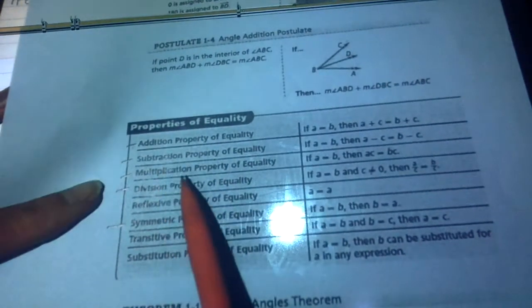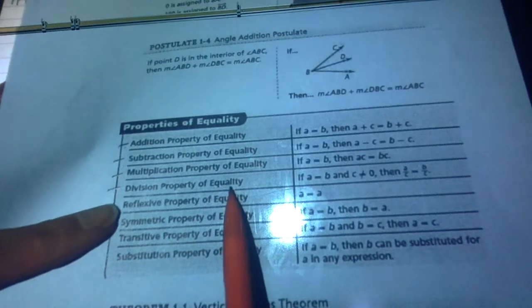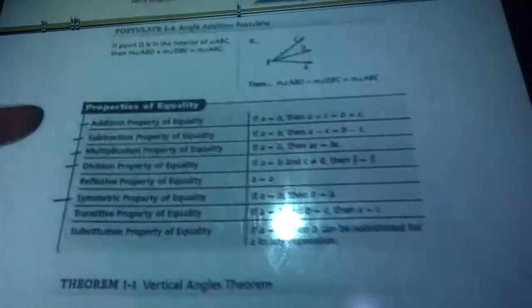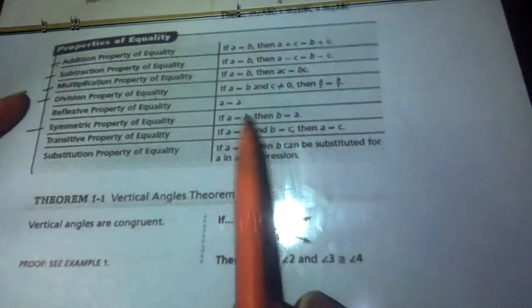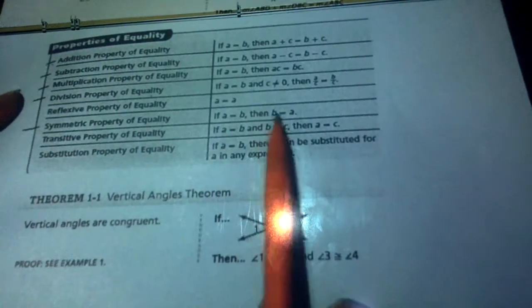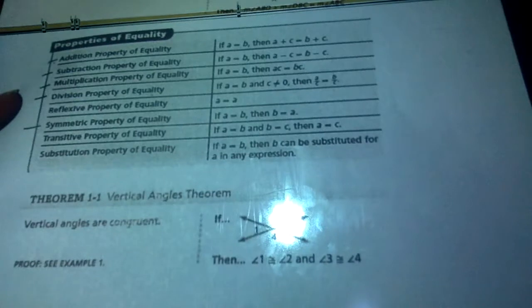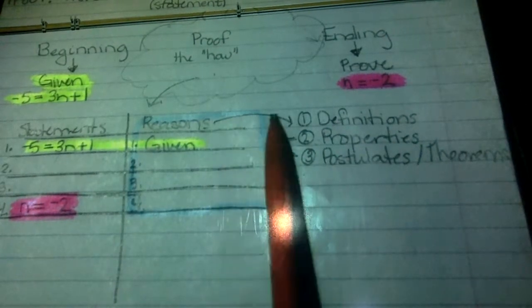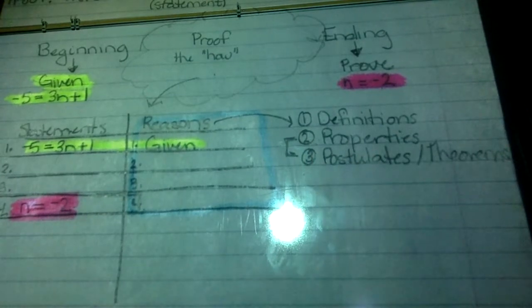Addition property of equality, subtraction property of equality, multiplication property of equality, and division property of equality are just add, subtract, multiply, and divide. So those are really simple. The one that's not as simple is the symmetric property, but it's not that complicated either. If A equals B, then B equals A. Kind of like it's conditional in converse format. If A equals B, then B equals A is the symmetric property of equality. All right, and all of these properties fulfill step number 2 of the 3 ways I can do reasons. So it's fair game.